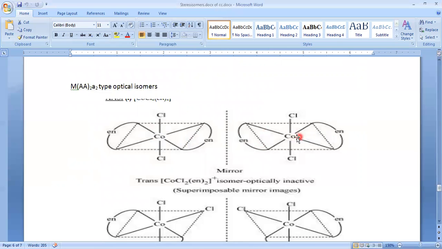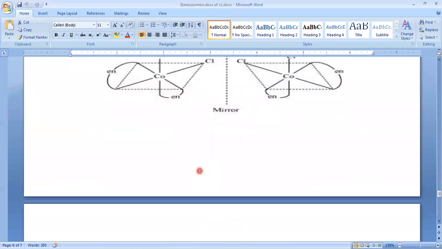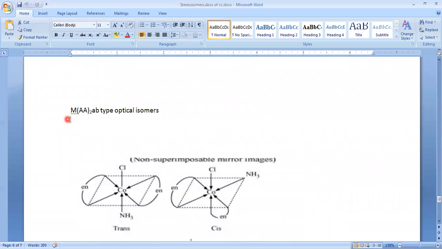And moreover, these are mirror images, is it not? These are mirror images. And this is the cis form, and this cis form is optically active. Why? Because these two are not mirror images, so that's why the cis form is optically active, whereas the trans form is optically inactive.